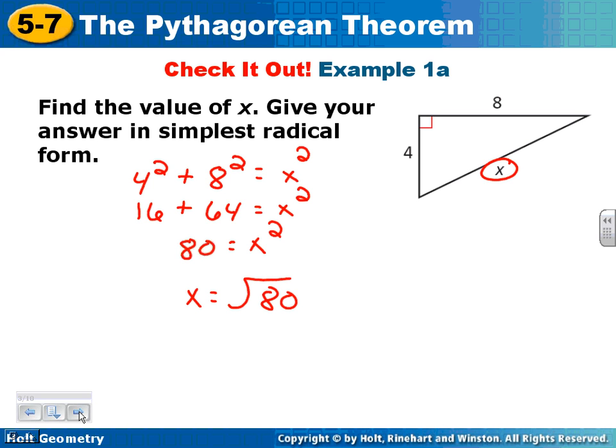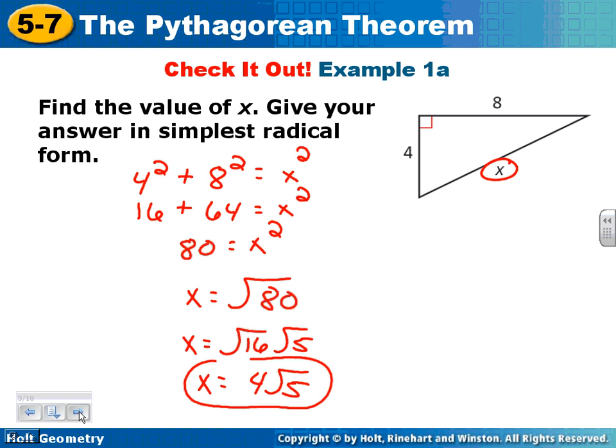Now I know I could make that 8 point something on the calculator, but that's not what we want. This is going to be 16 times 5, because 16 times 5 makes 80, and that simplifies to 4 square root of 5. Again, 4 square root of 5 is simplest radical form.